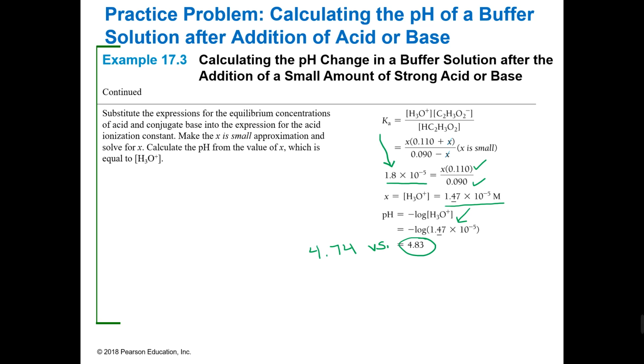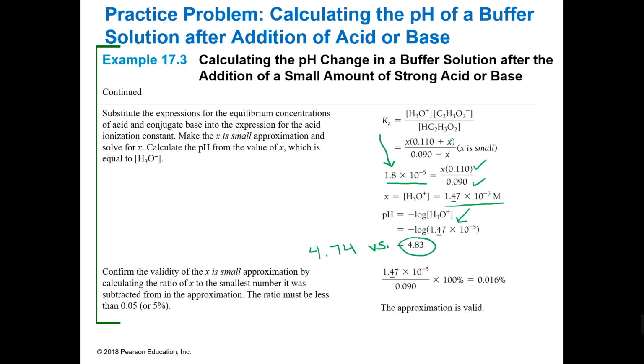Okay, so part 1 is finding the change in moles, and then part 2 is converting to molarity and doing an ICE table, and then plugging and chugging into your Ka equation, products over reactants.